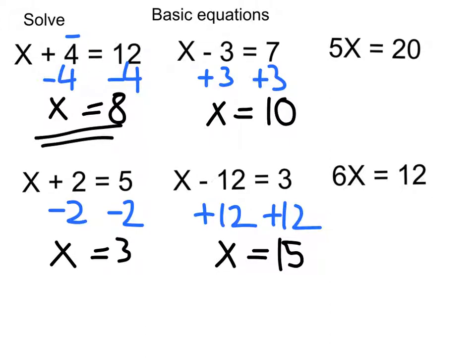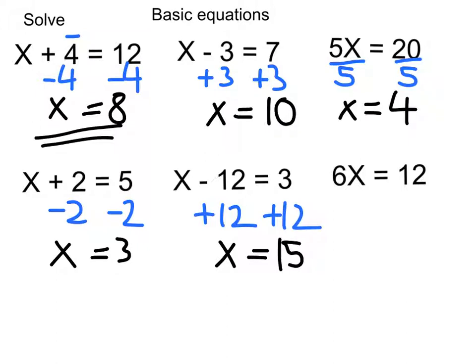Now, lastly, I've got 5x equals 20. Now remember that means 5 times x equals 20. So remember I said do the opposite. So if it's been 5 times, I need to divide by 5. I need to do the opposite of timesing, which is dividing. So I'm going to divide both sides by 5. 5 divided by 5 leaves me just with the x. 20 divided by 5 is 4.